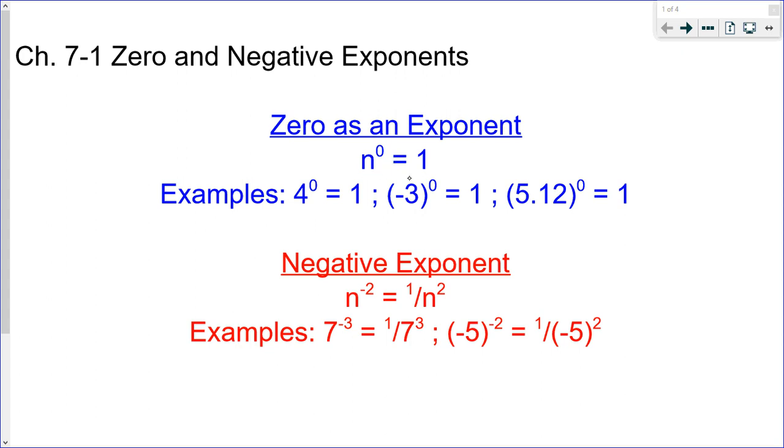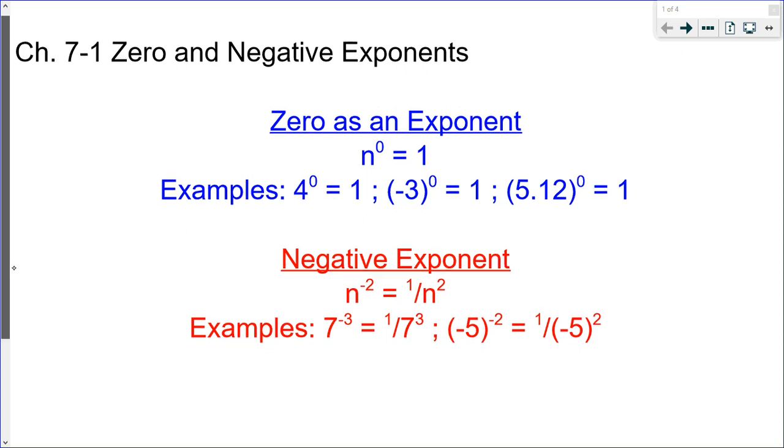Anything with an exponent of 0 is equal to 1. So 4 to the 0th power is 1. Negative 3 to the 0th power is 1. 5.12 to the 0th power is 1. Anything to the 0th power is 1. All right? Now, negative exponents.